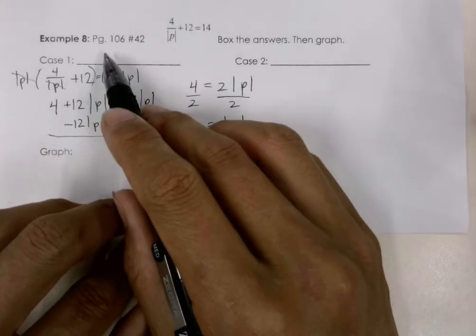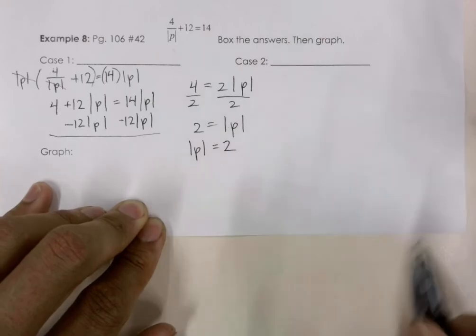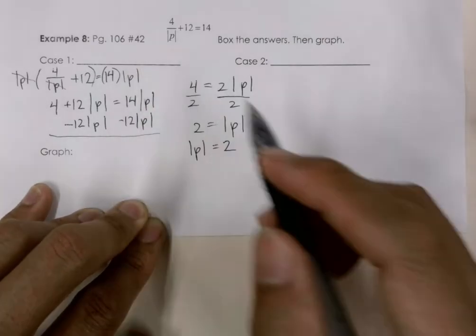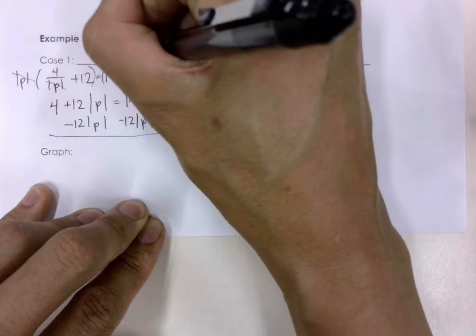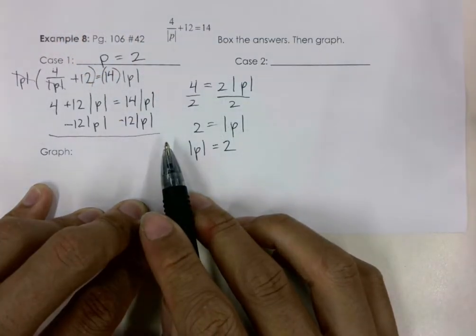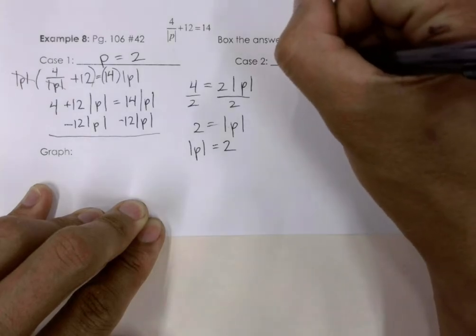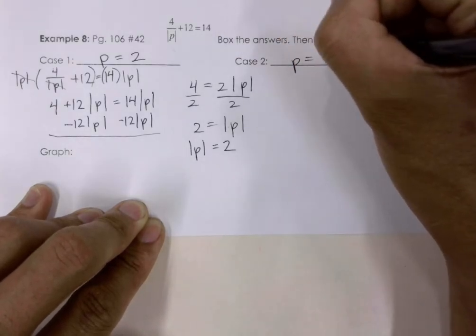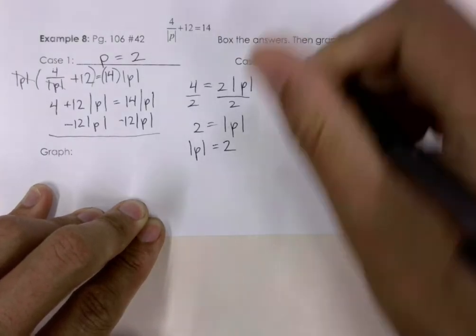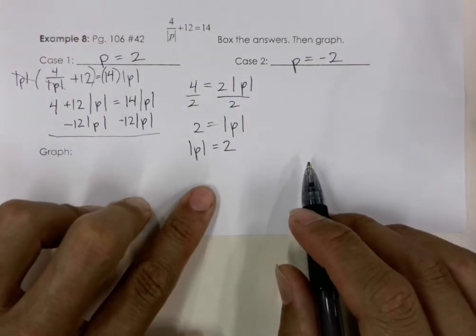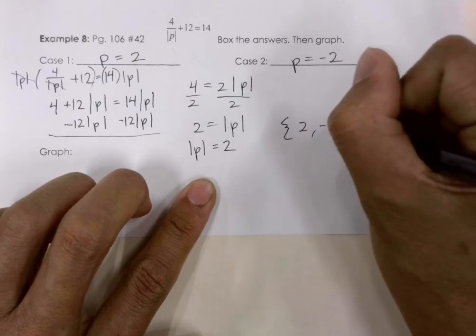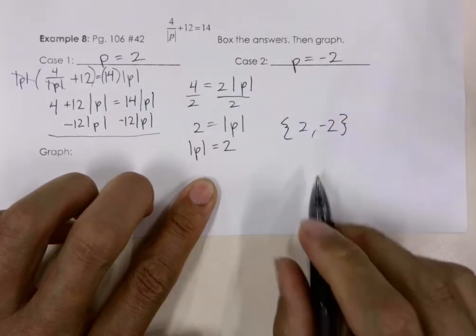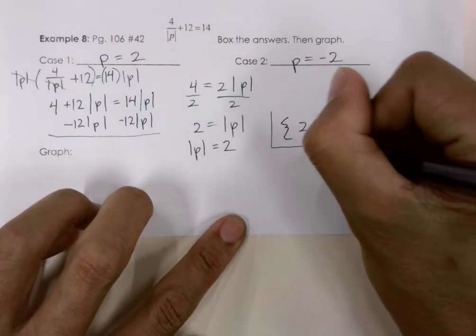So now we can set up case 1 and case 2. Case 1, we're going to remove the absolute value and set it equal to 2. For case 2, we're going to remove the absolute value and set it equal to -2. And that is our solution. Our solution is the set 2, comma, -2. I'm going to put a box around that.